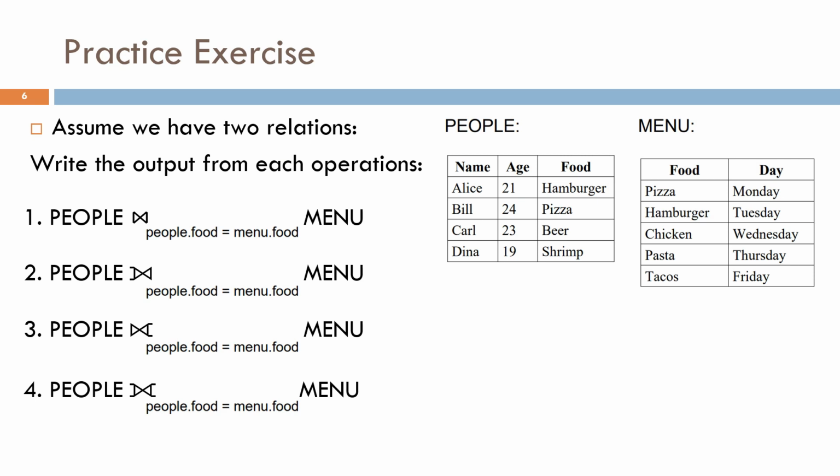Practice exercise. Consider the two relations, people and menu. What will be the output of the resulting relations from each operation below? Pause the video for a moment and try to solve the following practice exercise. After you give it a try, you can resume the video to see the solution and check your answer at the end of the video.